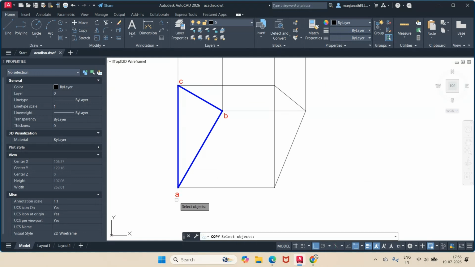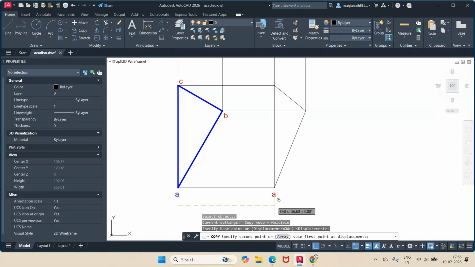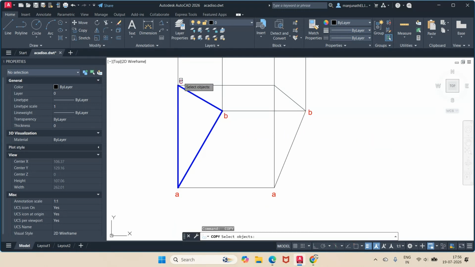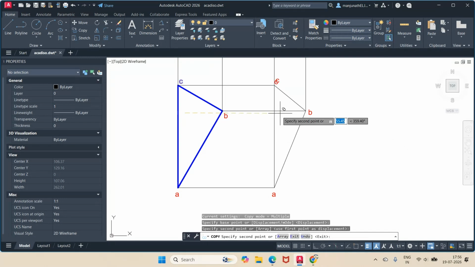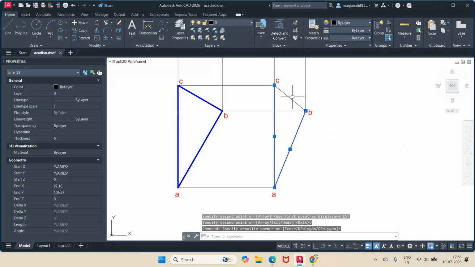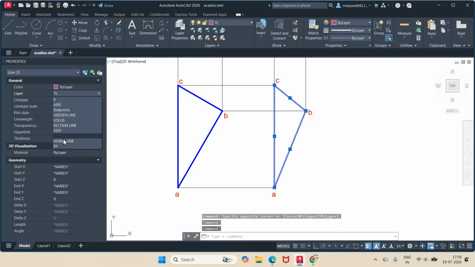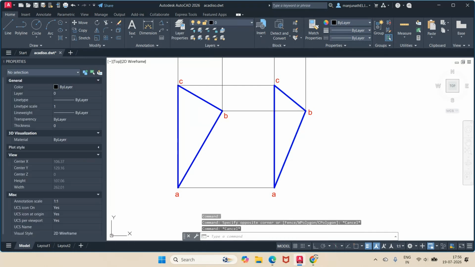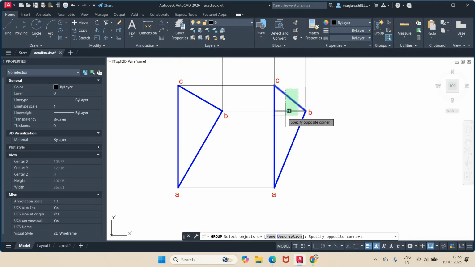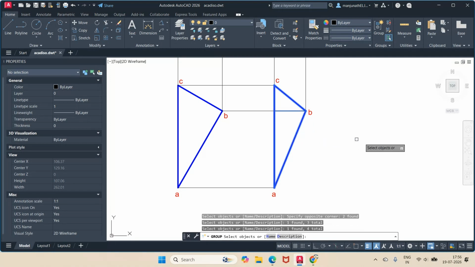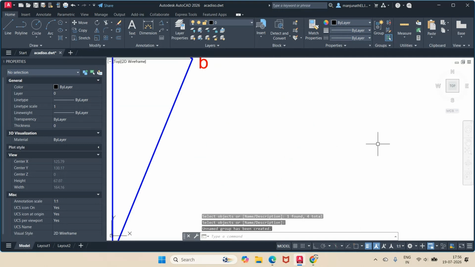Go to copy, select A, copy this here. Then go to copy B here, then copy C here. Then you take these two and this line, go to layer, go to visible line. Visible line. Now you go for group, select this entire thing. Make it as a group. Then now you go back.